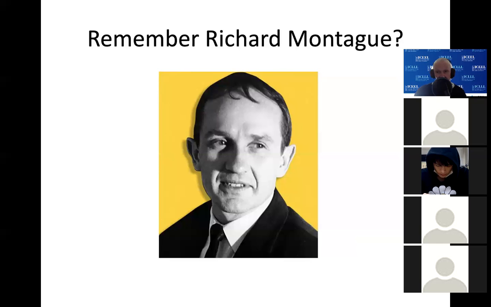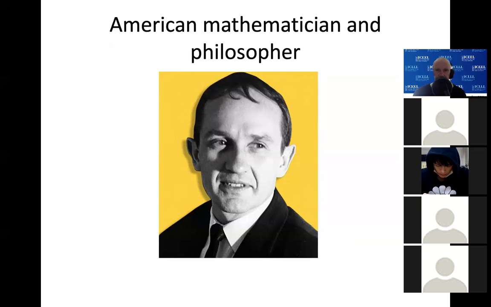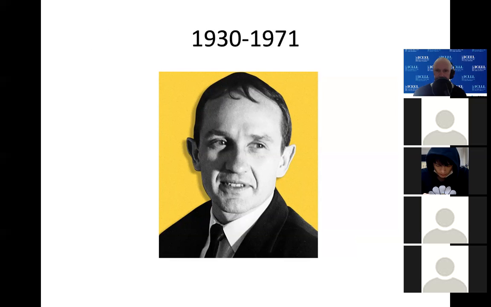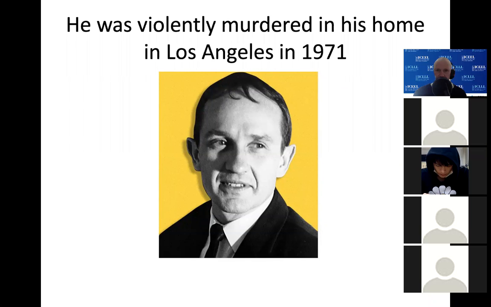Remember Richard Montague? Now we're going to get into semantics a little bit. Just review that we talk about ones and zeros, ons and offs, right? Remember Richard Montague? He's a very famous person in semantics. I'll just remind you, he was an American mathematician, philosopher. And he lived 1930 to 1971. He died when he was 41. Very mysterious. Violently murdered in his home in Los Angeles in 1971.